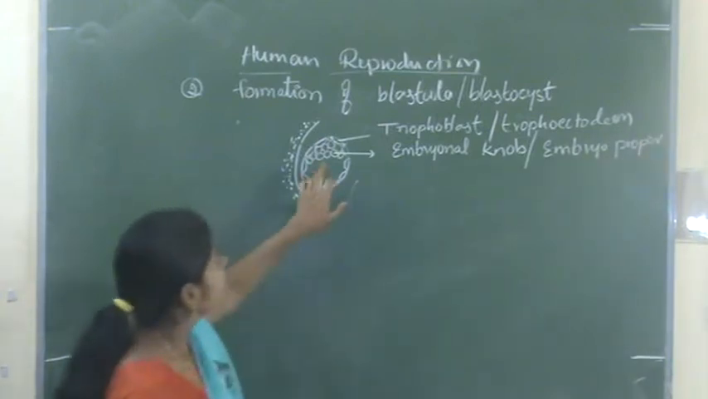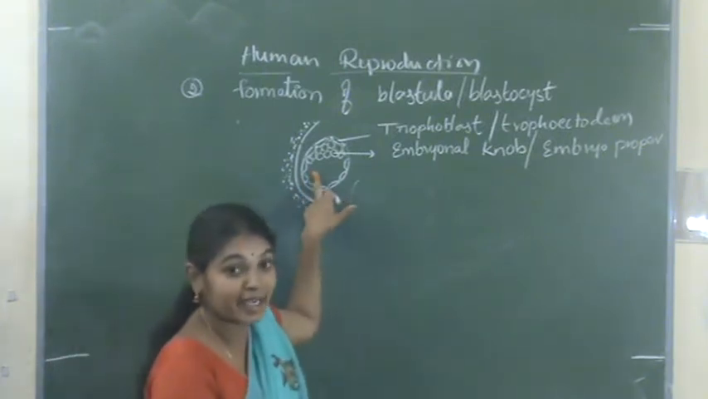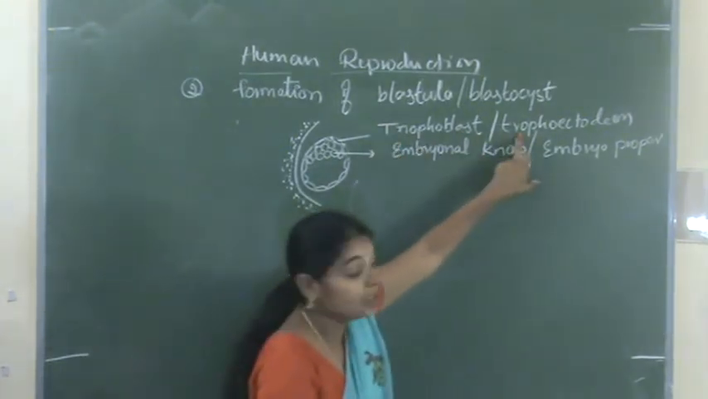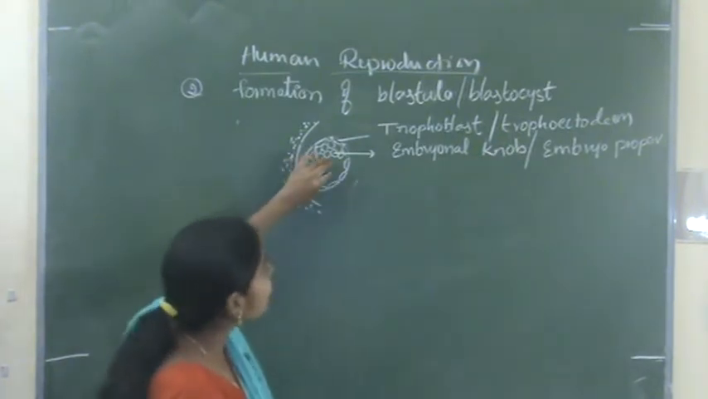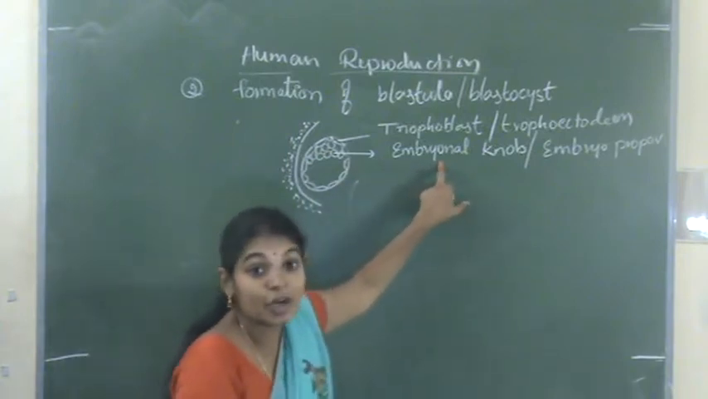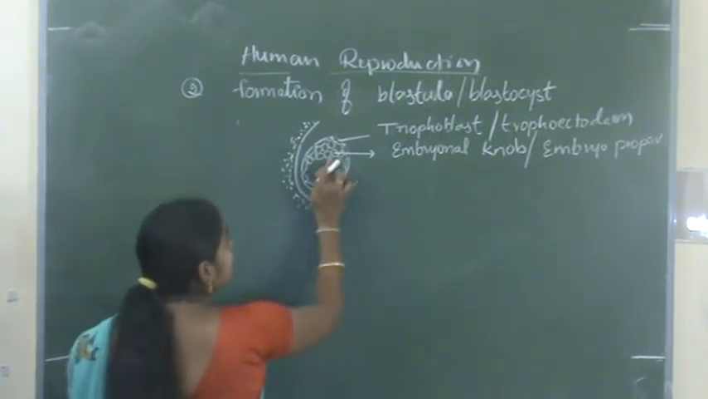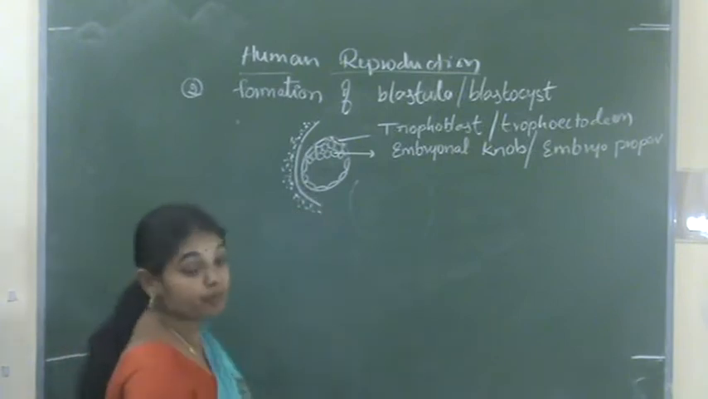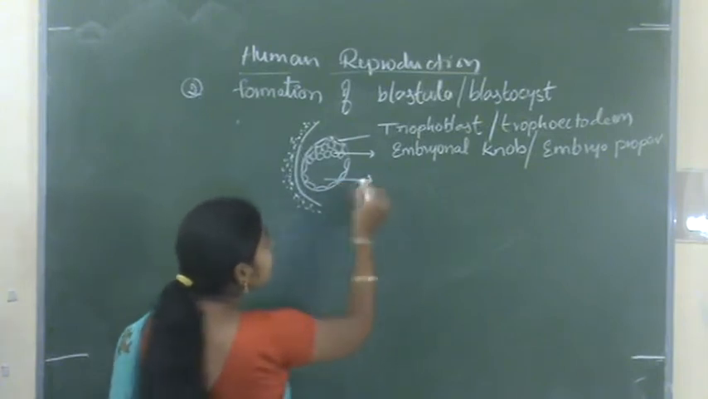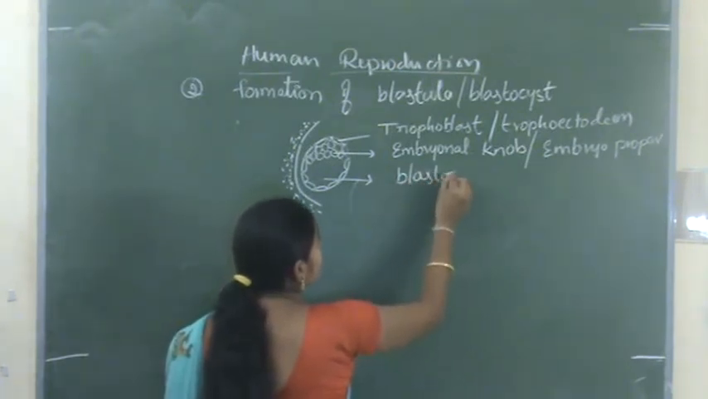See here, these are the bigger cells and these are the smaller cells. The smaller cells make a single layer of flat cells, which is known as trophoblast or trophoectoderm. And the bigger cells are arranged at one side, which is known as the embryonal knob or embryo proper. Here you will see that a cavity appears in this structure. At this stage, the cavity present in this blastocyst is known as the blastocoel.